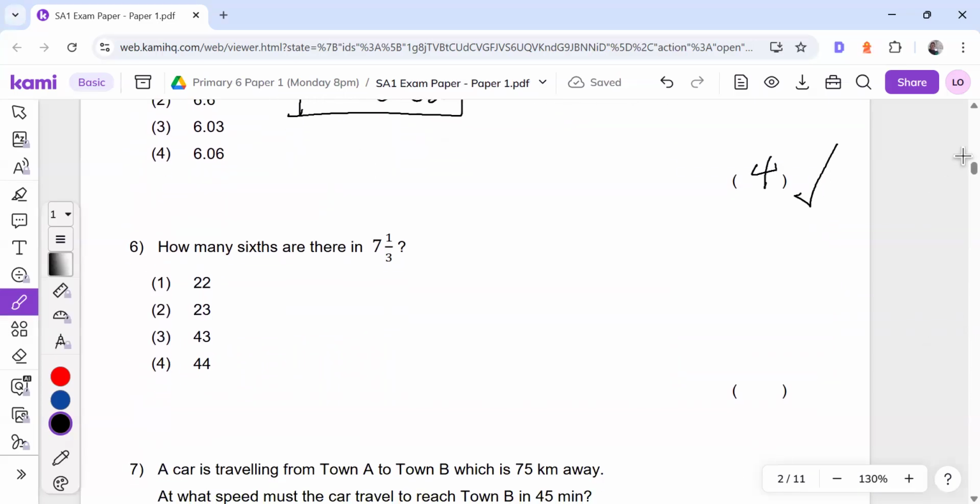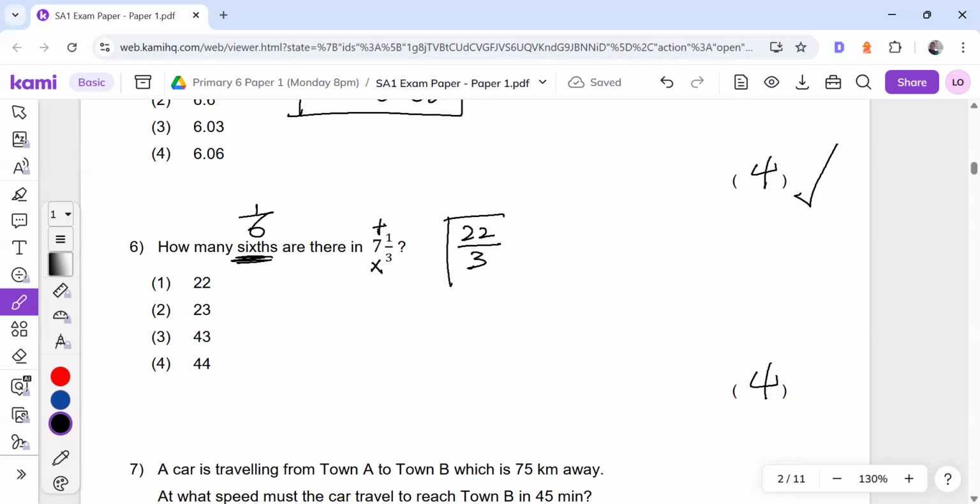All right, next one. Question number 6. The answer is number 4. And if you don't know why number 4, it's because you need to change it to mixed number, improper fraction. From mixed number, change to improper fraction to get how many 6th. What is 6th? It means how many 1 over 6. So what's the improper fraction after you change it? 7 times 3, 21. 21 plus 1 is 22 over 3.